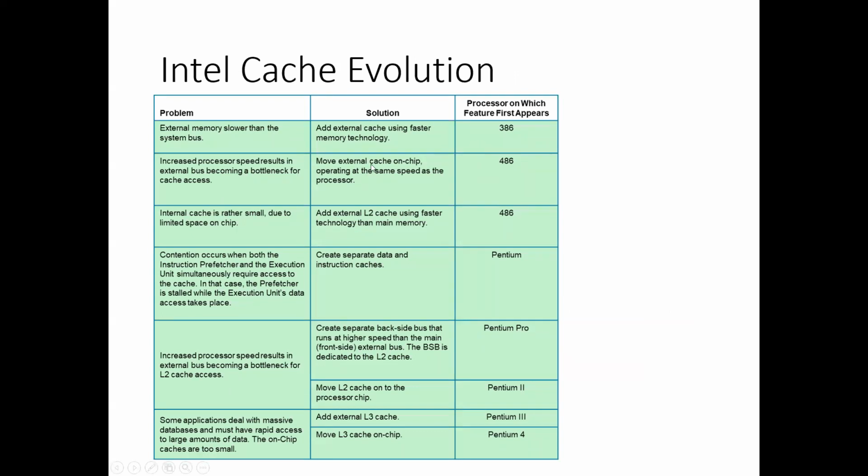The following is Intel's cache evolution process, when these things first appeared, as a bit of a history of the Intel chip.